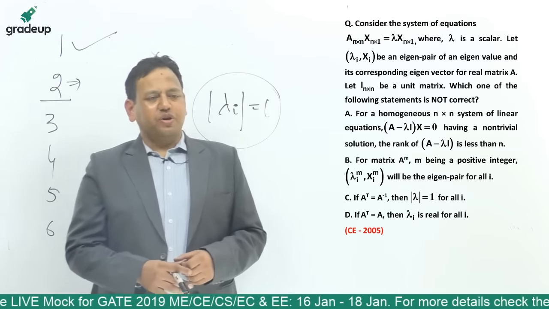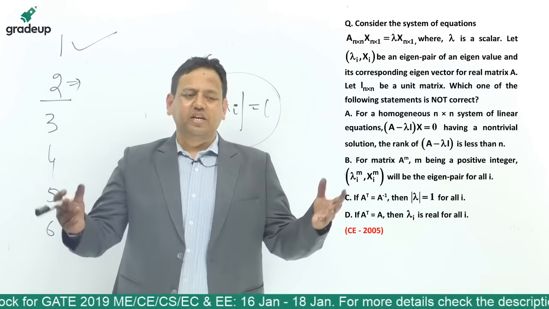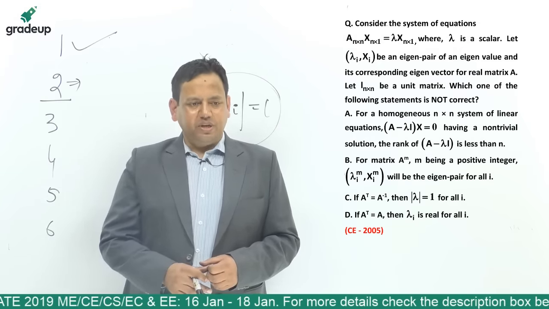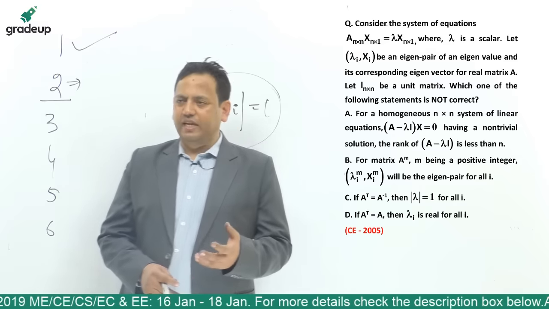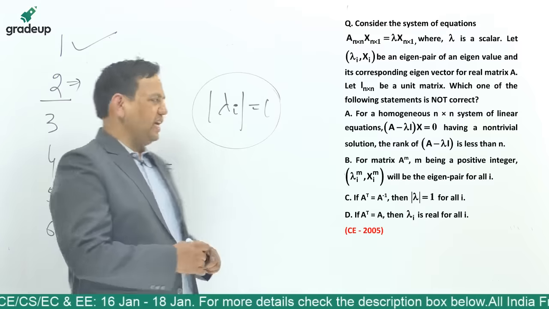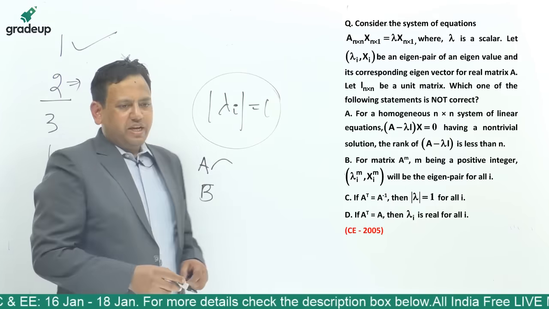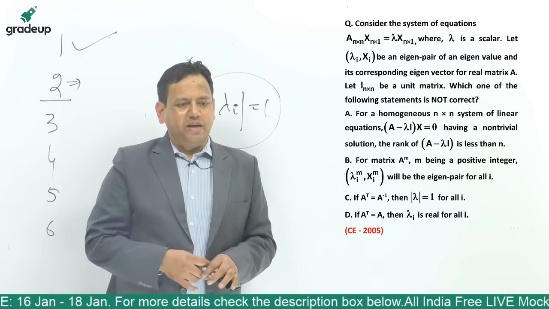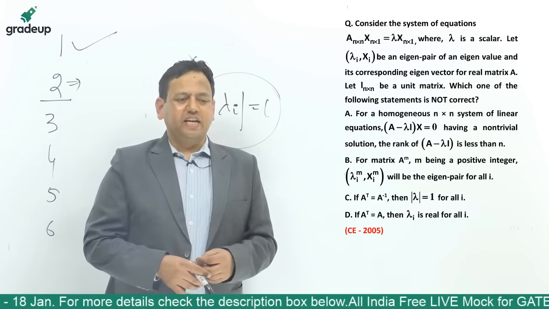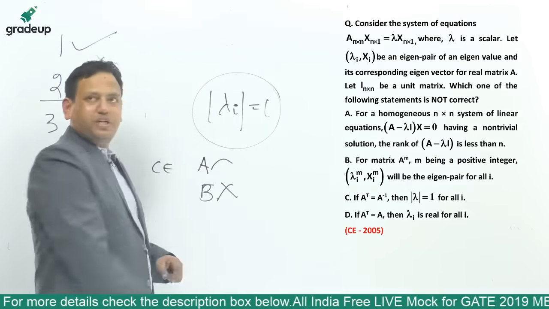Okay, first, a homogeneous n cross n system of linear equations having a non-trivial solution, perfectly fine. That is a condition for the eigenvector, because the rank of A minus lambda I is less than n. Because we know if it is an eigenvalue, then the determinant is 0. So A is a true statement. Now what about B? They are saying for A raised to power m, m a positive integer, lambda is the eigenvalue, perfectly fine, but the eigenvector is xi only, so B is an incorrect option.